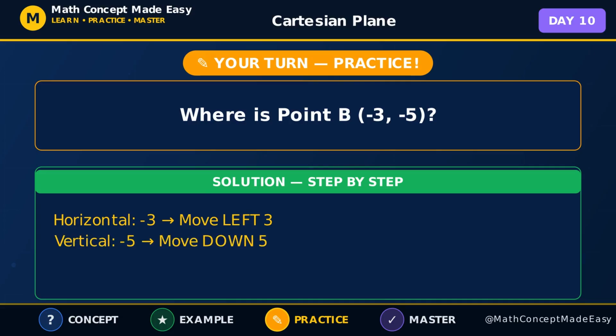Horizontal, -3, which means move left 3. Vertical, -5, which means move down 5. Which means it plots in the third quadrant. How did you do? If you slipped anywhere, rewind and watch that step again. That is exactly how strong students learn.